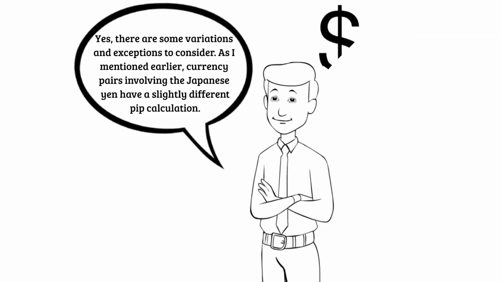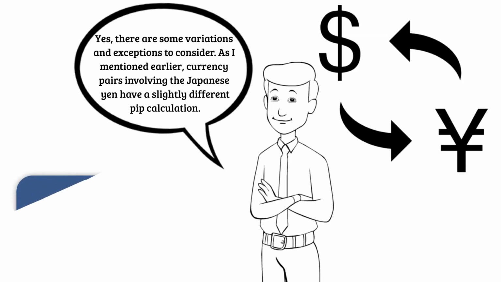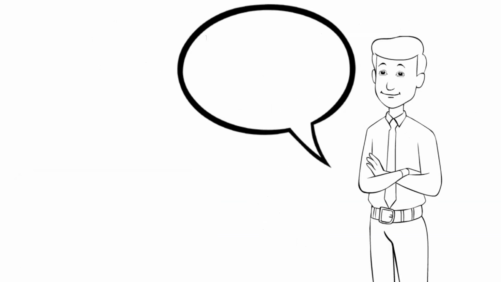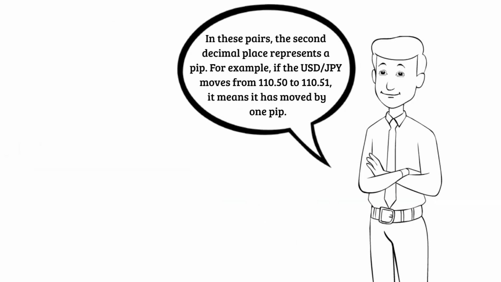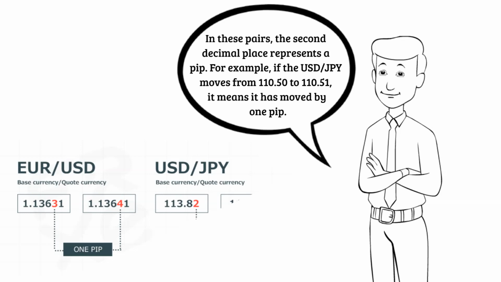Yes, there are some variations and exceptions to consider. As I mentioned earlier, currency pairs involving the Japanese yen have a slightly different pip calculation. In these pairs, the second decimal place represents a pip. For example, if the USD JPY moves from 110.50 to 110.51, it means it has moved by 1 pip.